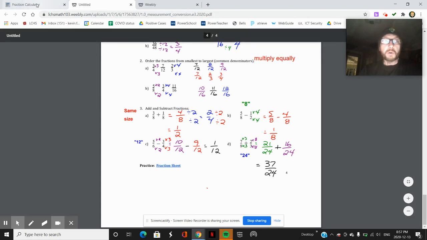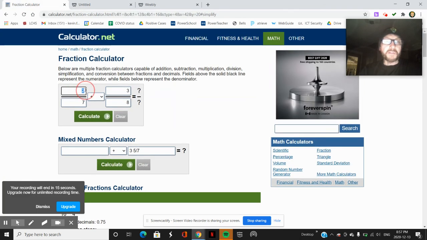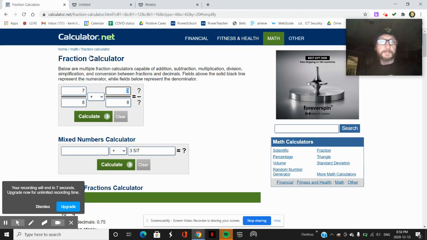And if I go to my fraction calculator, and go to my adding fractions questions, and put in here 7/8 plus, boy, my memory's bad, 7/8 plus 2/3, calculate.